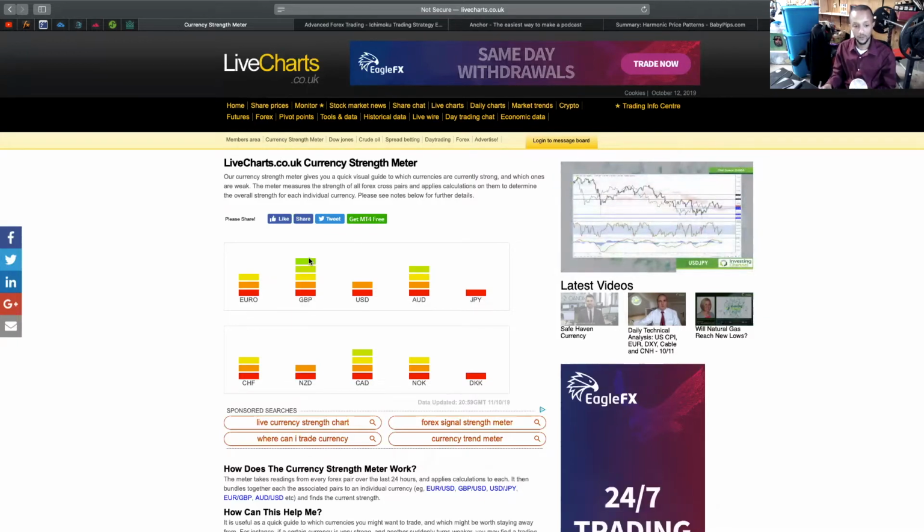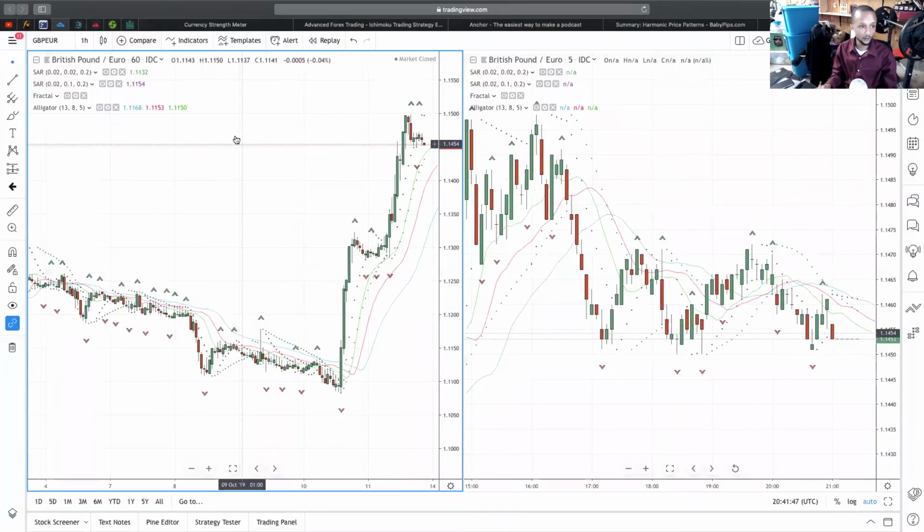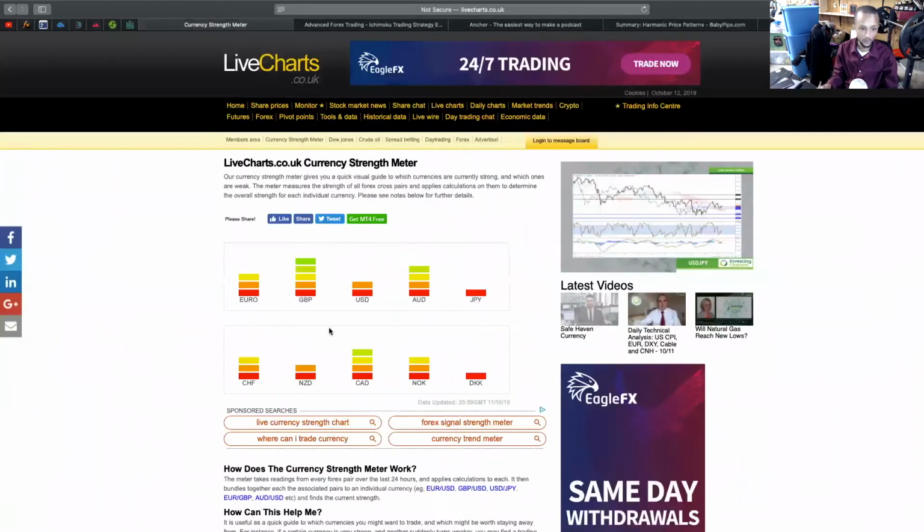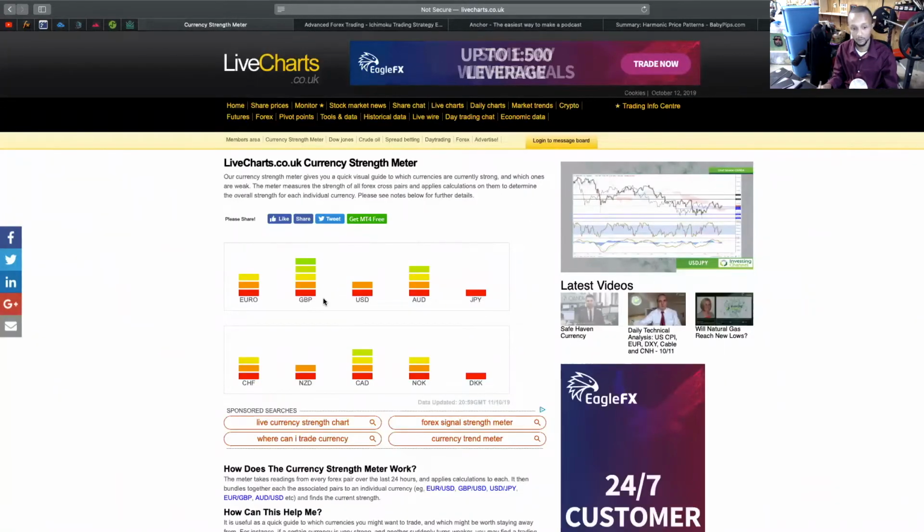Now, if this were only one bar or less bars than the euro, it would mean the Great Britain pound was weaker than the euro. We would be expecting a downtrend. So if we go back to the chart and look at the hourly, you can clearly see here that GBP euro has been trending up. The price has spiked over 300 pips in the last couple of days. And that's due to the fact that the Great Britain pound is stronger than the European euro.